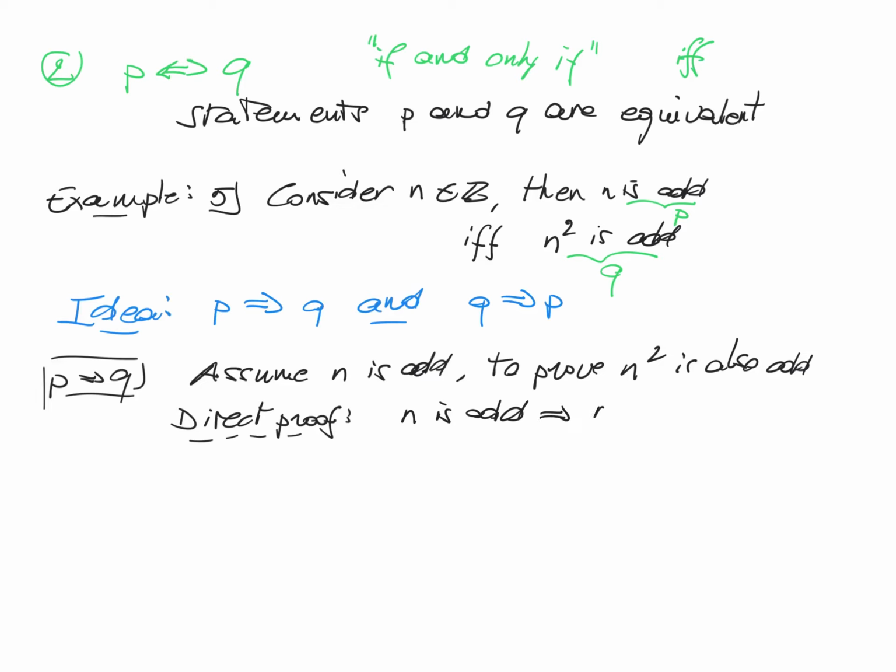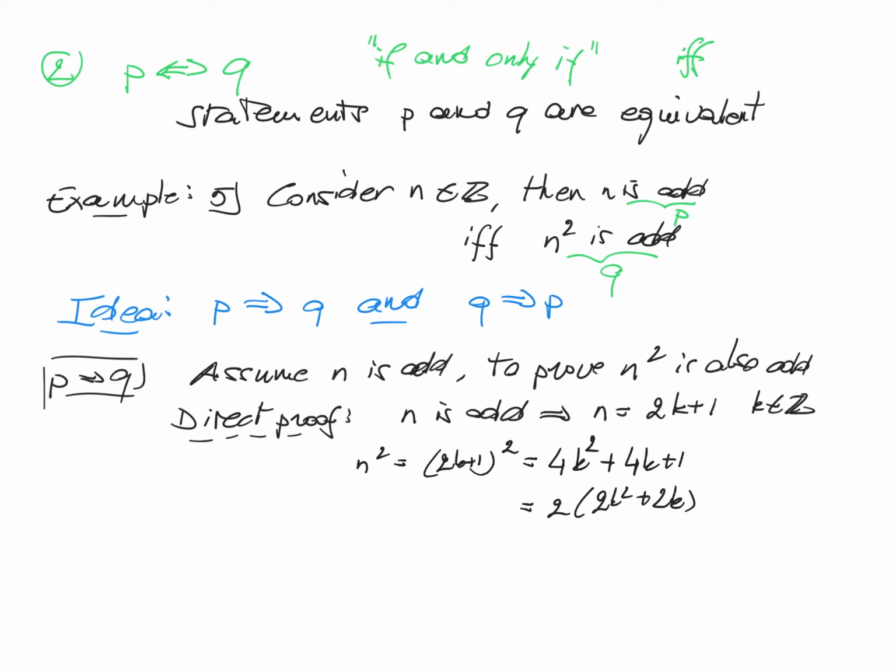This means that I can write n as being 2k plus 1 with k some integer. So 2k plus 1 means that 2k is even. I add 1, so I make it odd. So n is odd. And then we have to look at what happens to n squared. So n squared, this is (2k plus 1) squared, which is 4k squared plus 4k plus 1, which is equal to 2 times (2k squared plus 2k) plus 1. And so clearly n squared is also odd.